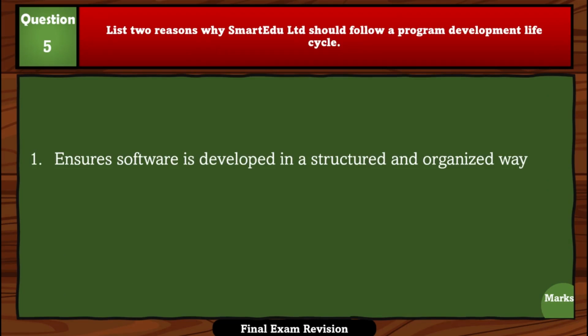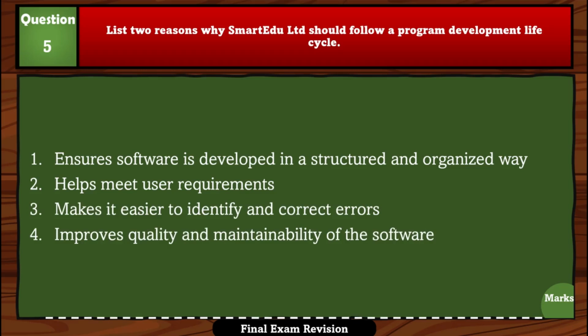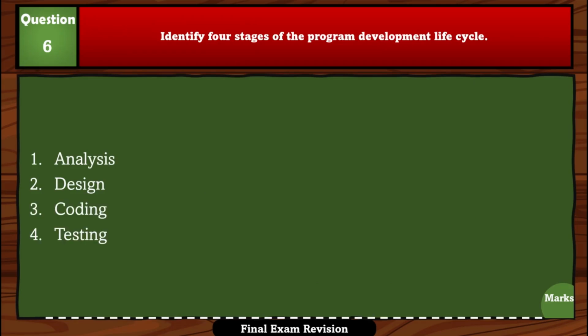Number 1. Ensure software is developed in a structured and organized way. Number 2. Helps meet users' requirements. Number 3. Makes it easier to identify and correct errors. And number 4. Improve quality and maintainability of the software. Question 6. Identify 4 stages of the program development lifecycle. Number 1, analysis. Number 2, design. Number 3, coding. And number 4, testing.